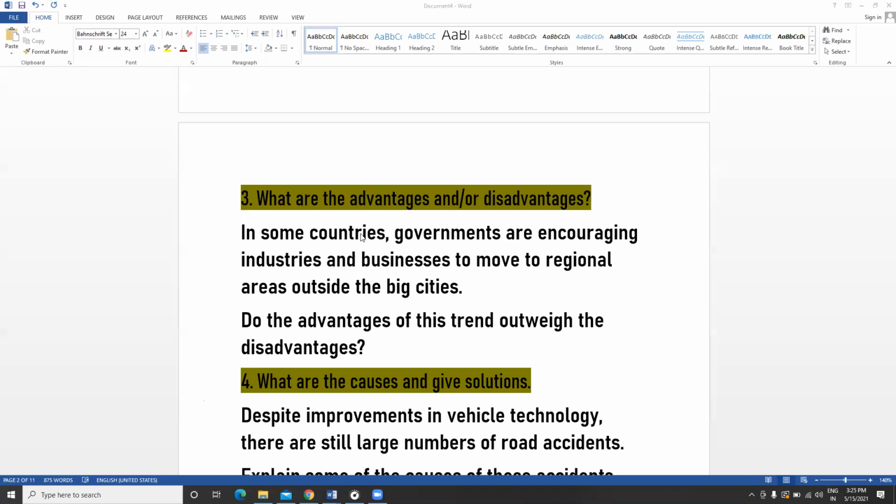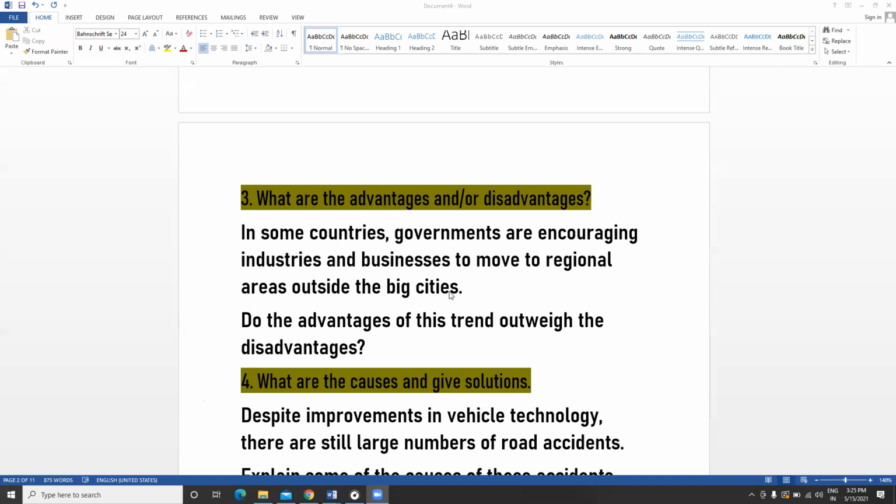In some countries, governments are encouraging industries and businesses to move to regional areas outside the big cities. Do the advantages of this outweigh the disadvantages? So here you have to mention advantages and disadvantages, but you have to clearly tell which side is heavier. And accordingly, you have to present your essay.